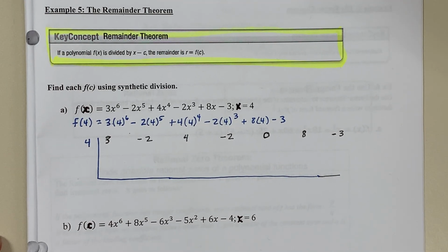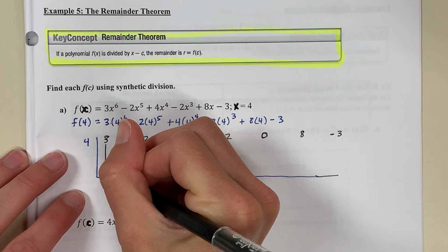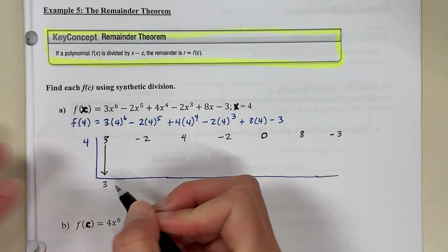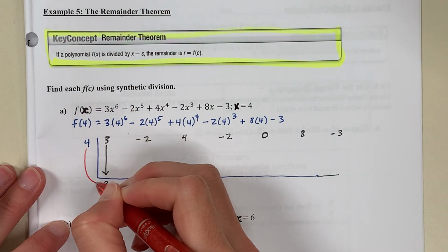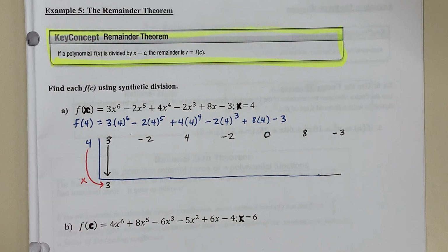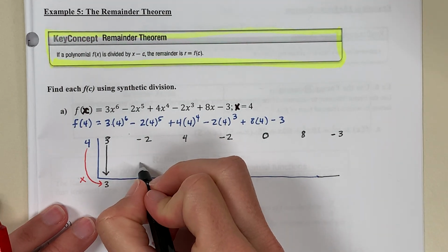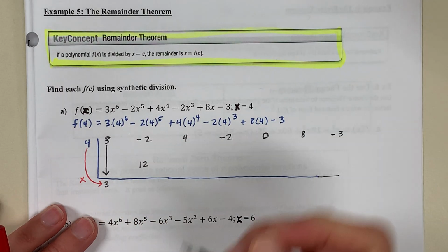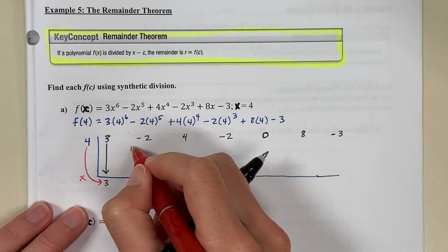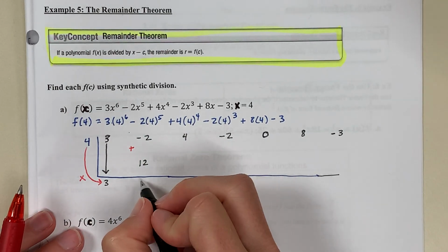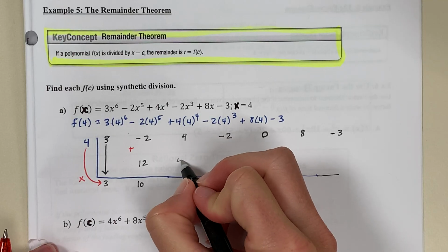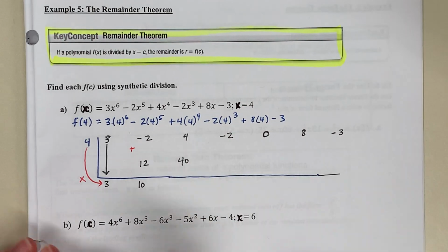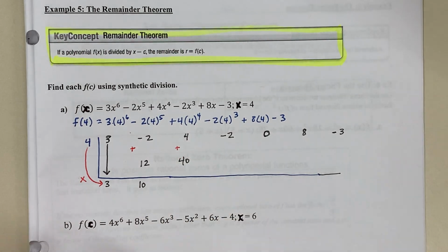Now again, when I use synthetic division, I always drop down the first number and I multiply the numbers at the bottom with the 4. So I'm going to multiply. 4 times 3 is 12, and I'm going to place that in the second column, and then I always add going up and down. So -2 plus 12 is 10. Then I multiply. 4 times 10 is 40. I add those values together. 4 plus 40 is 44.